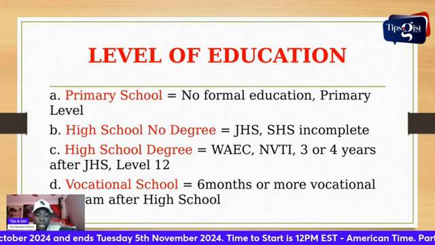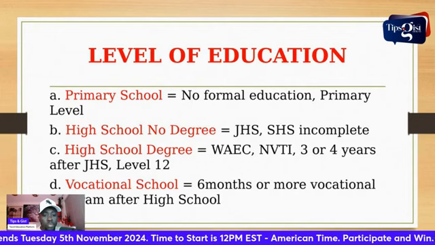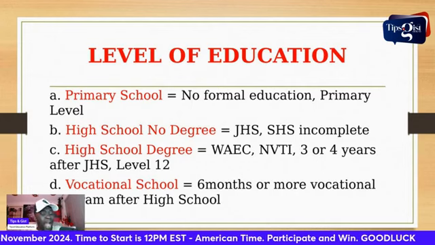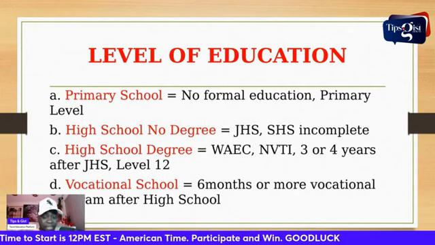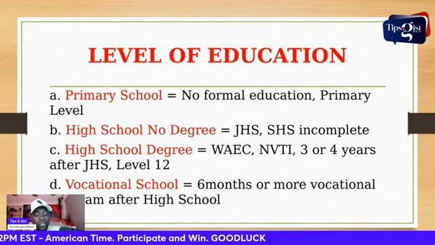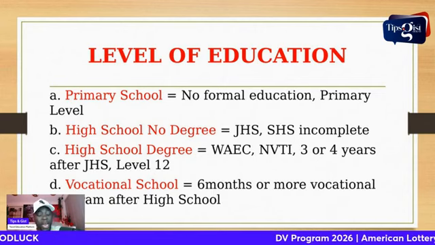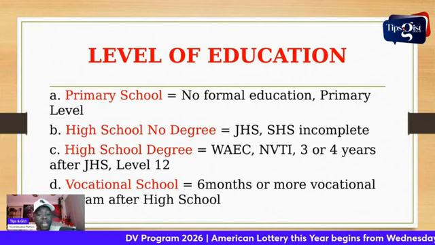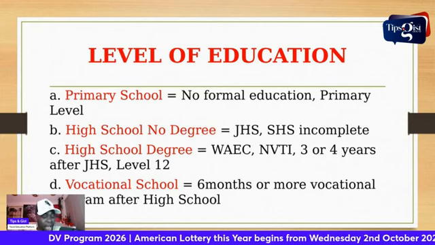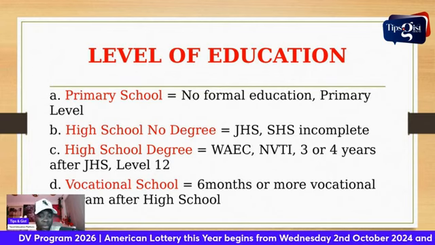High school no degree. The second option, high school no degree, is those with a junior high school certificate, that is the BECE, or a senior high school without certificate. So if you are a senior high school level graduate without a certificate, whether you didn't complete or whatever reason you cannot provide a certificate, it means you are high school no degree. A junior high school with a certificate is also high school no degree because you started the junior level without completing the senior level. So it is high school no degree.